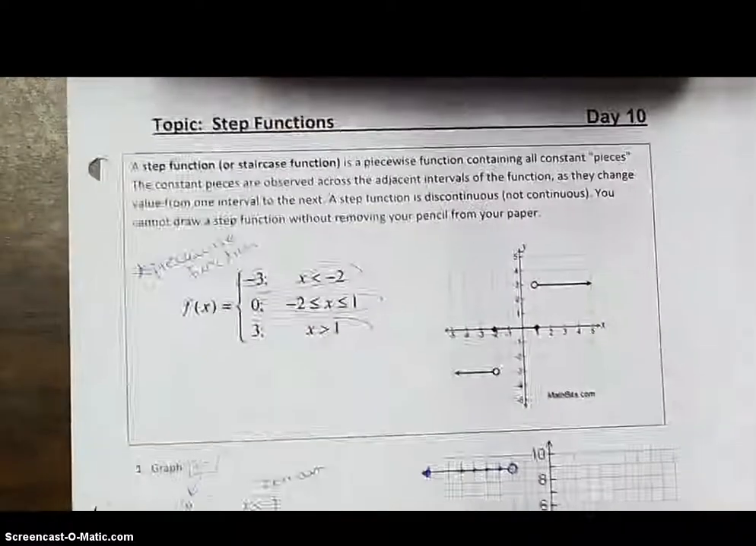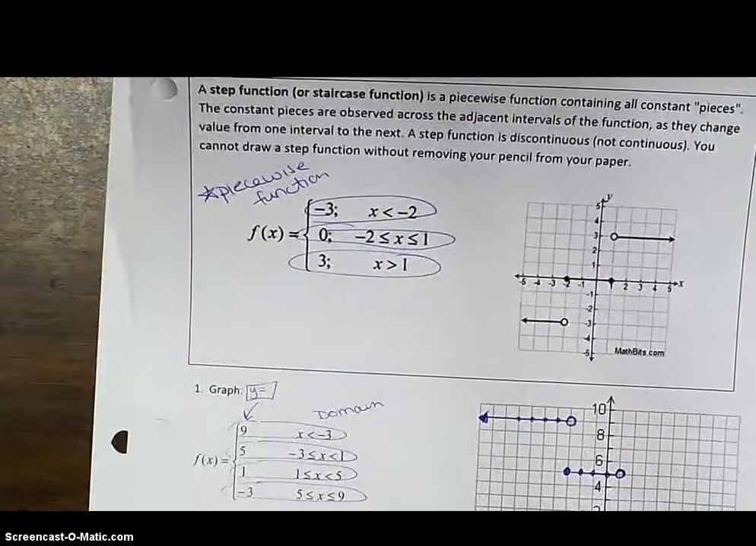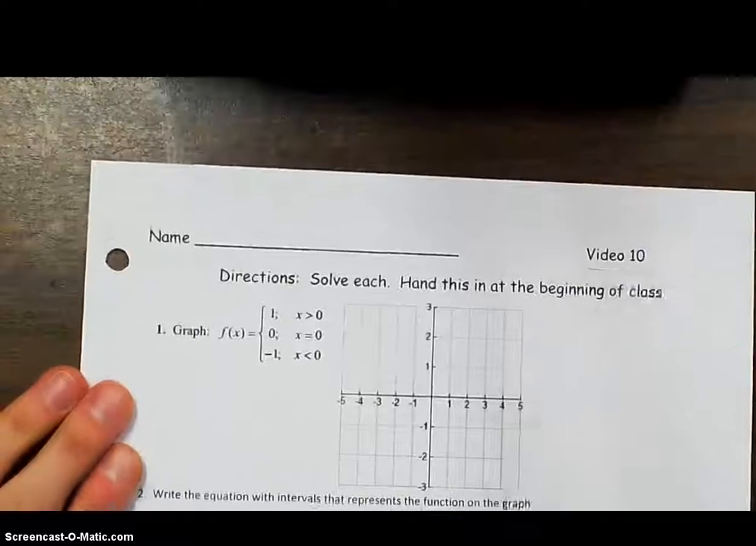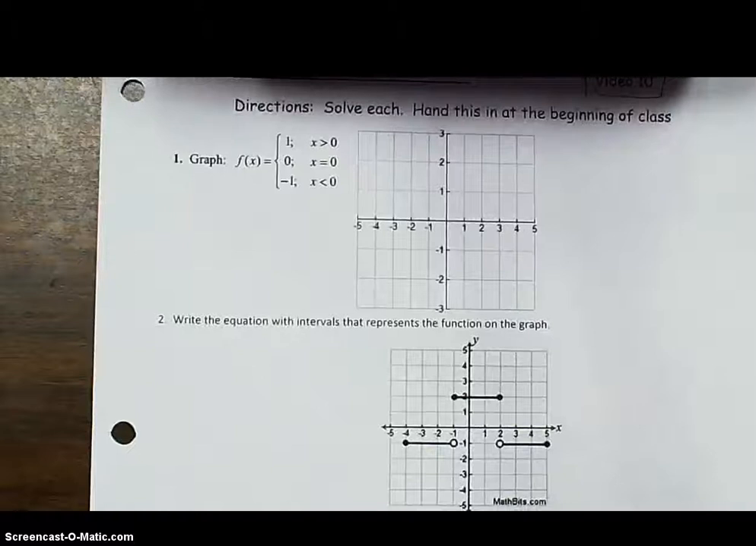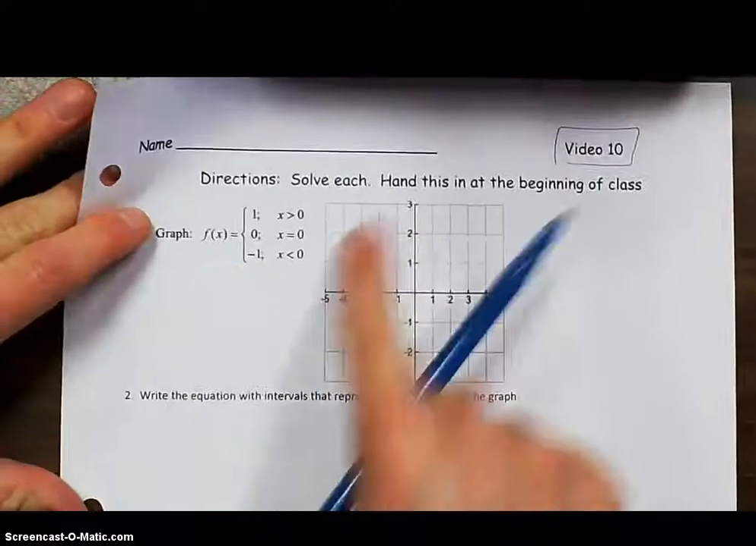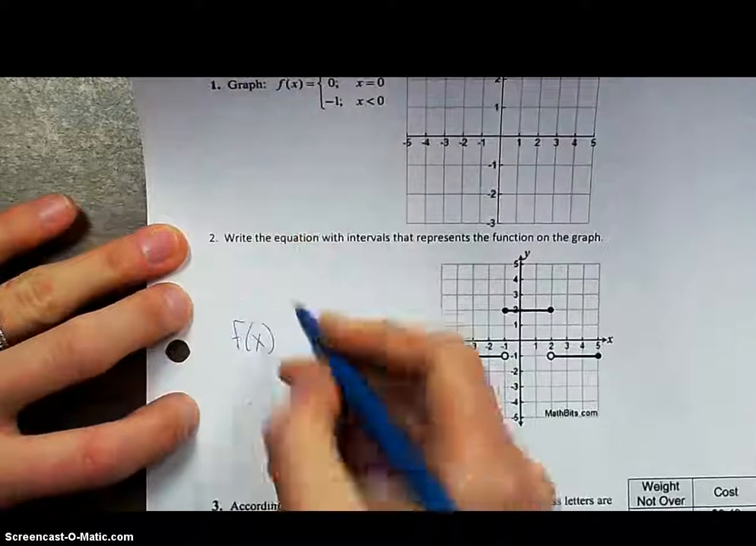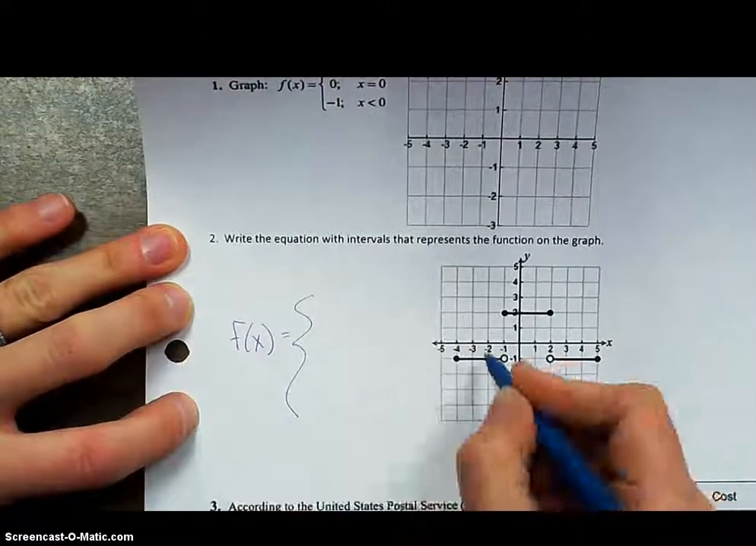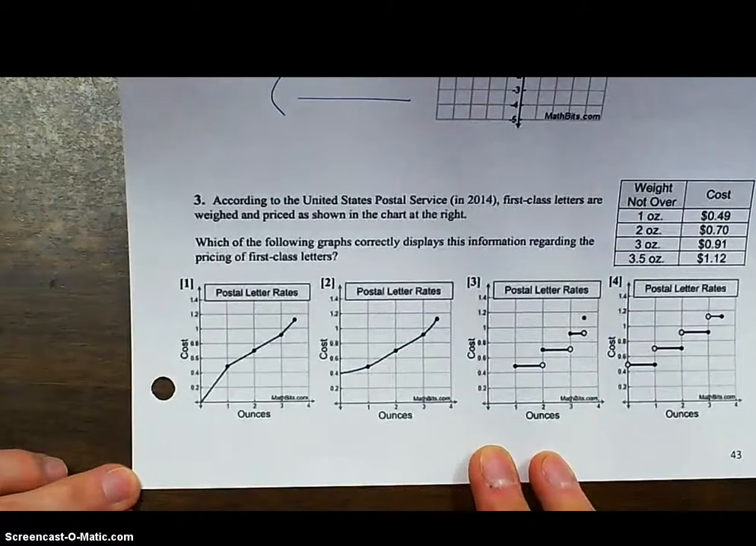All right, ladies and gentlemen, this is a nice little brief introduction to our step functions, which are just fancy piecewise functions. So what I'm going to have you do now is flip over to your video 10 worksheet, and there's 1, 2, and 3 questions here. So number 1, you're going to graph. Number 2, this is where you're going to have to write out your function. So f of x equals, and there's 3 of them, so you have to write out those 3 pieces. And number 3 is a multiple choice question.